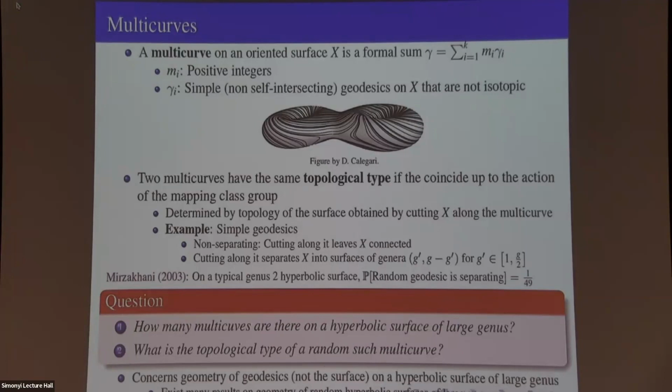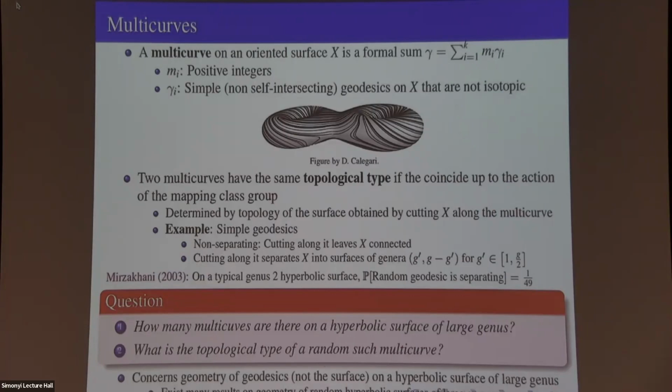Okay. So a simple geodesic can do one of two things. It can be non-separating, which means that if I cut along it, I don't disconnect the surface, I don't break it up. And the second thing it can do is separate the surface into two surfaces, one of genus G prime and the other of genus G minus G prime, for some G prime between, say, 1 and G over 2, which means that I have 1 plus G over 2 different topological types for a single simple geodesic.